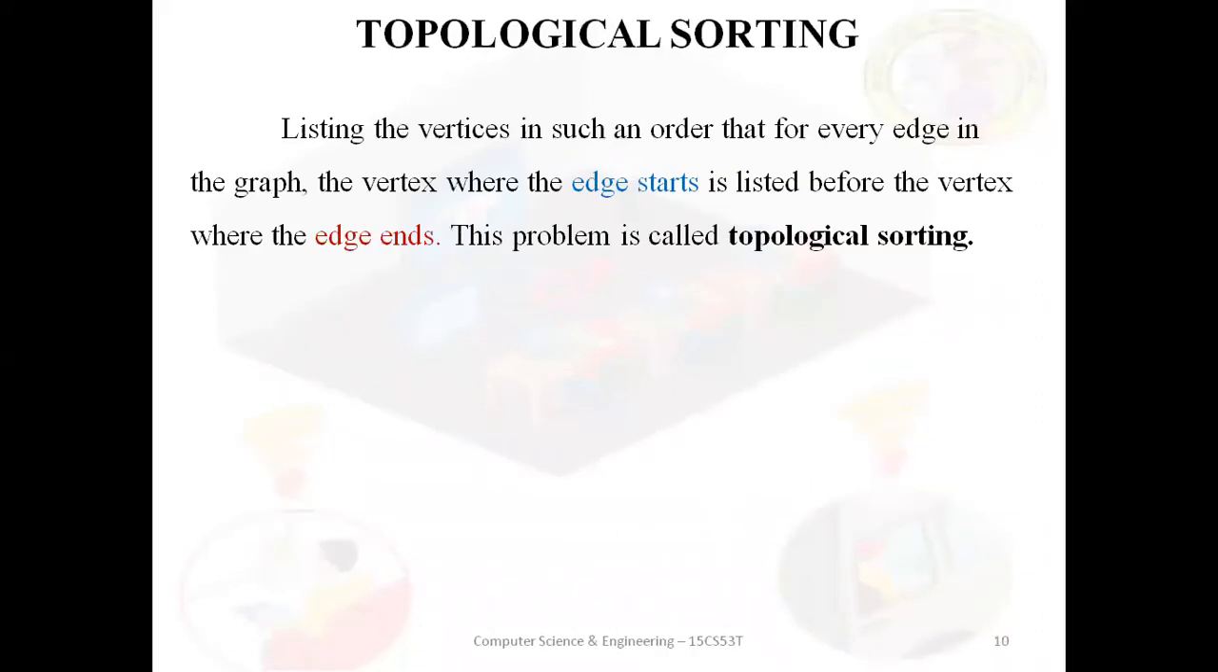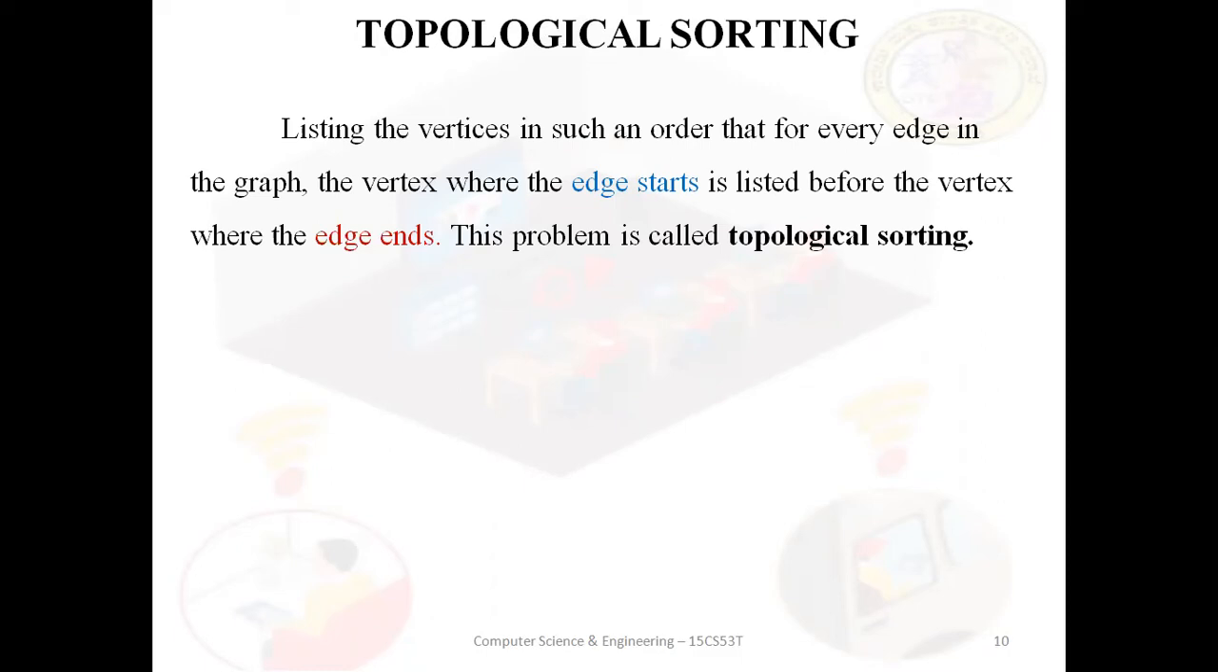So topological sorting is listing the vertices in such an order that for every edge in the graph, the vertex where the edge starts is listed before the vertex where the edge ends. This problem is called topological sorting.